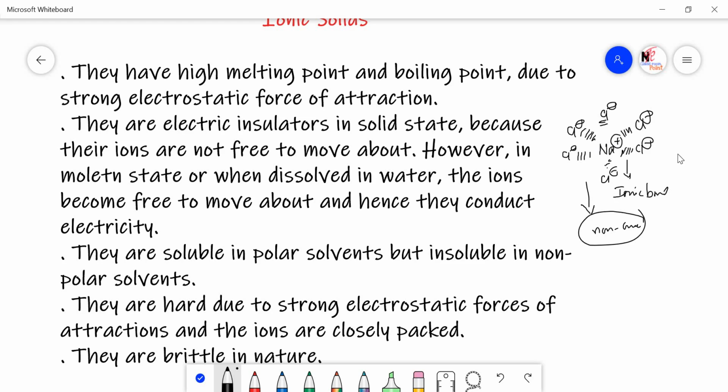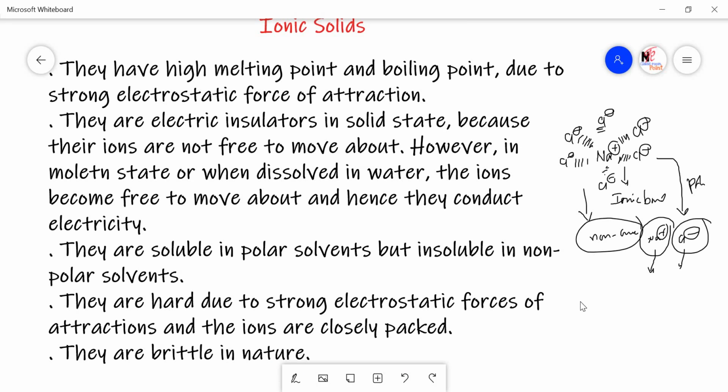But whenever these ionic solids are dissolved in polar solvents, they immediately ionize into their respective ions, and these are free ions in the liquid state, and they can easily conduct electricity. Hence, ionic solids are good conductors of electricity in the liquid or molten state, but are bad conductors of electricity in the solid state. This is about the introduction of the solid state. Hope you understand it.